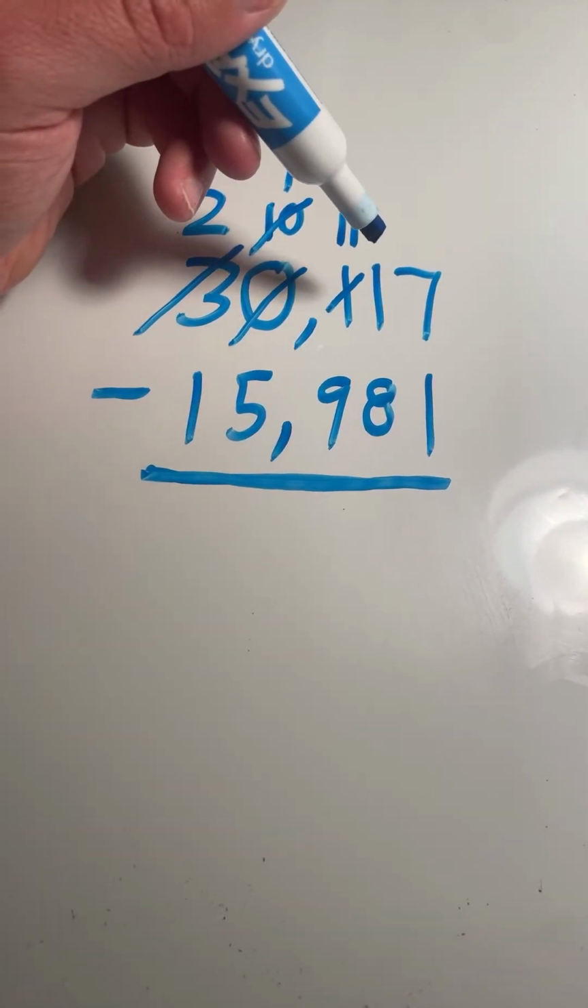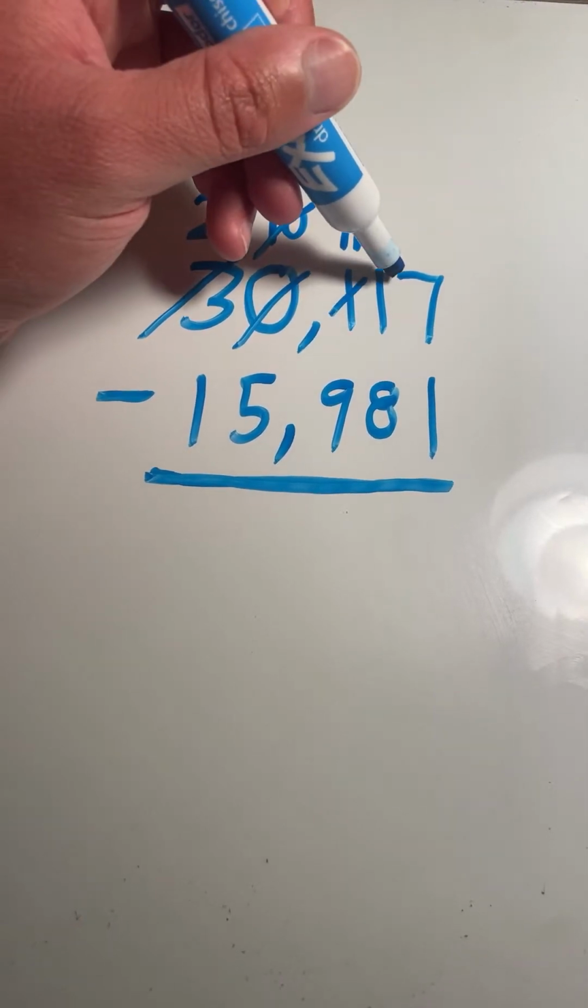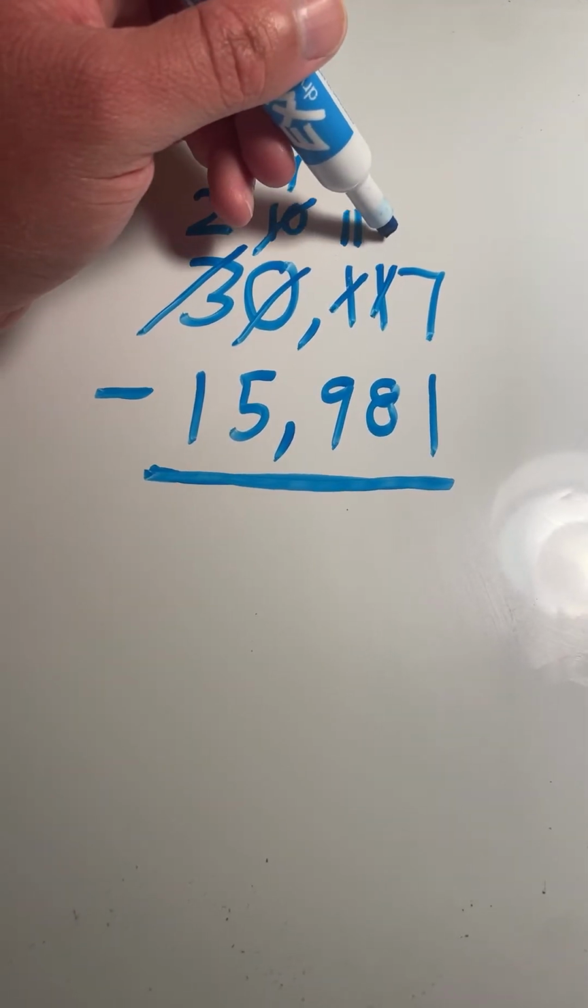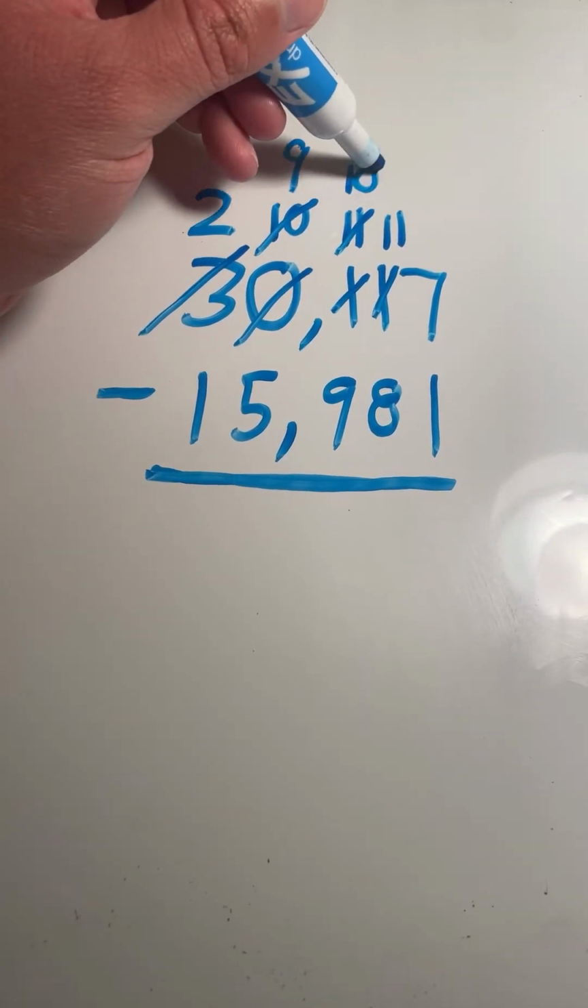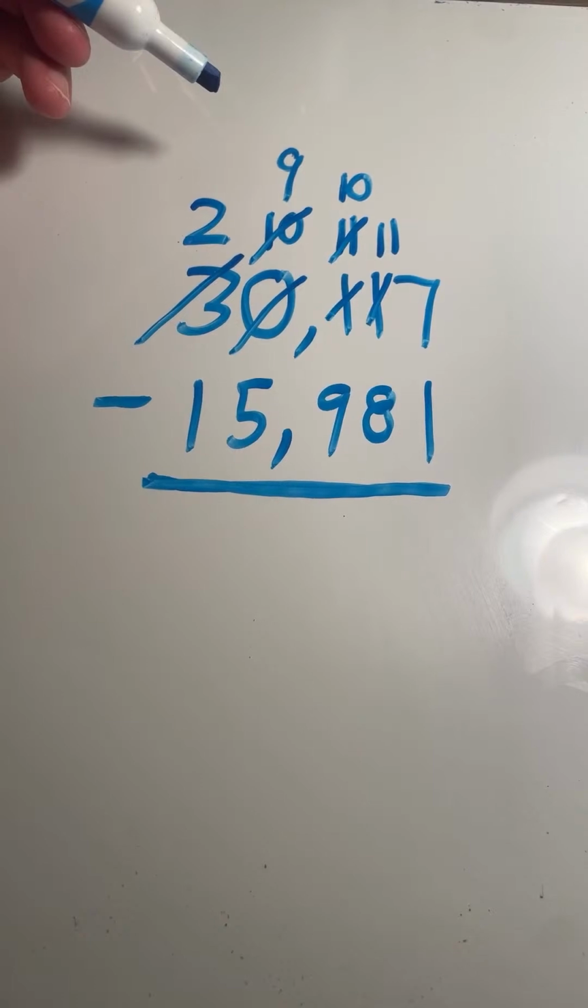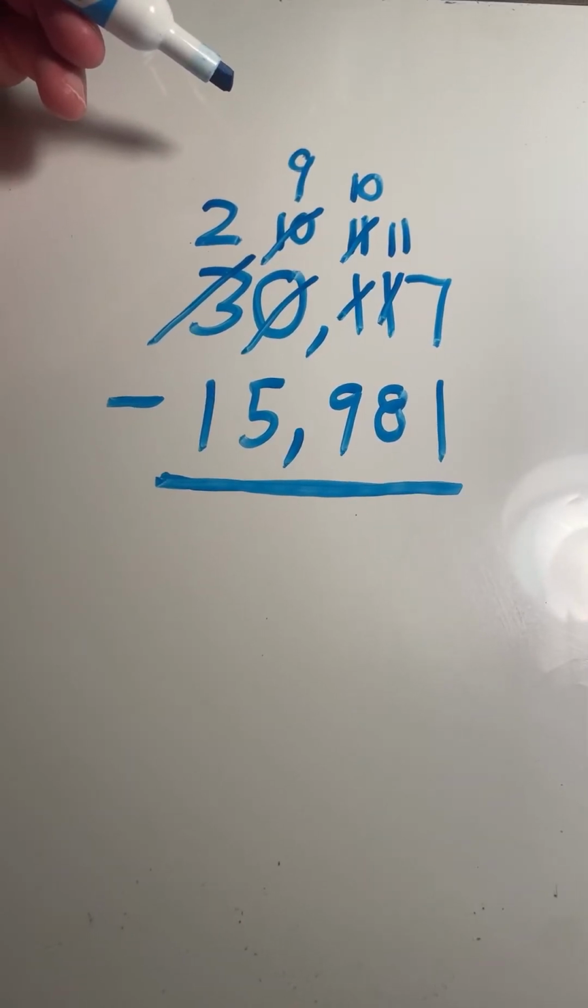Now in the tens place, again, you can't start out with 1 and take away 8, so we take a 10. The 1 becomes an 11, and then the 11 in the hundreds place becomes a 10. And now we are ready to subtract.